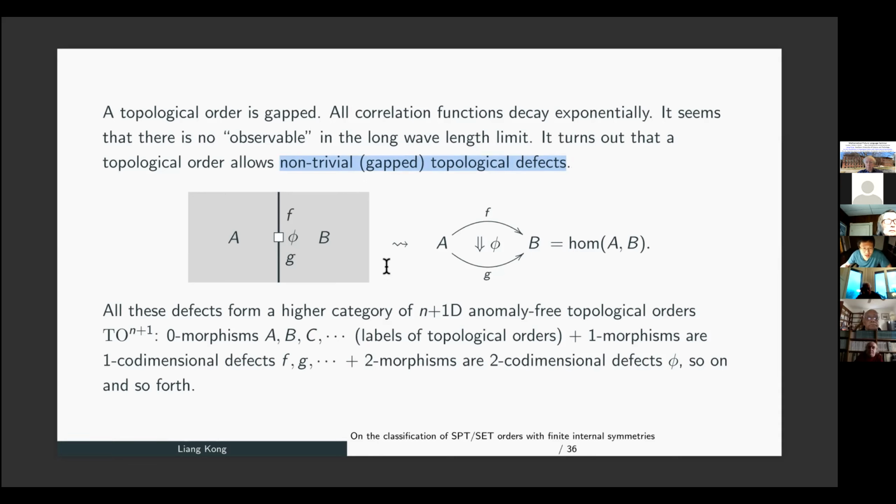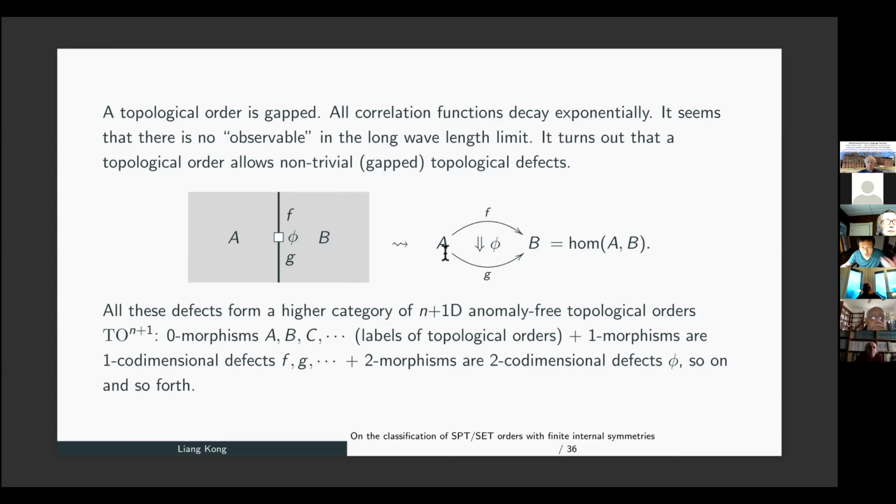So I'll draw a picture and show you how it looks. Let's say A is a topological order and B is another topological order, and they can be connected by two domain walls labeled by F and G. This is codimension 1. We also call it a codimension 1 defect. Okay, and these codimension 1 defects can be connected by a codimension 2 defect, which is labeled by phi. Okay, and so on and so forth. You can consider higher codimensional defects. Okay, this structure exactly forms a higher category.